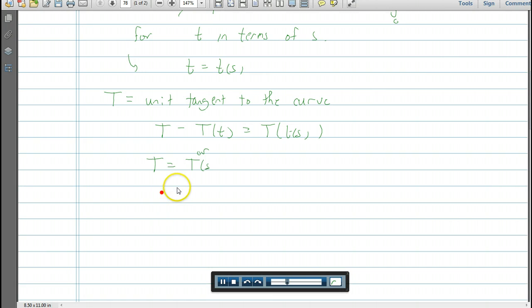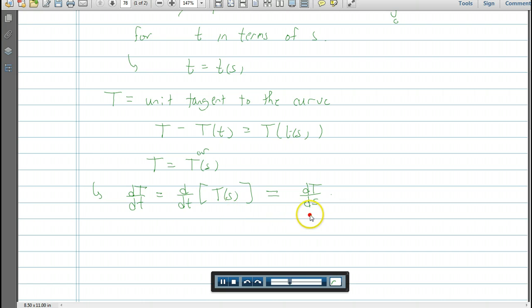So now what we're going to do is, instead of just writing t, we're just going to say T is a function of s, or T of s, and write it in this fashion. Now, if we want to compute the derivative of the tangent vector with respect to the variable t, we can do that. That's equivalent to computing the derivative of the unit tangent vector when you're thinking about that as a function of s.